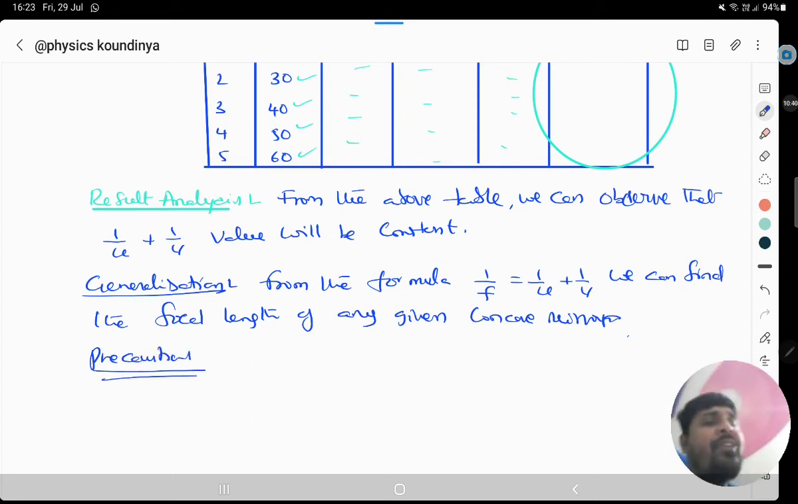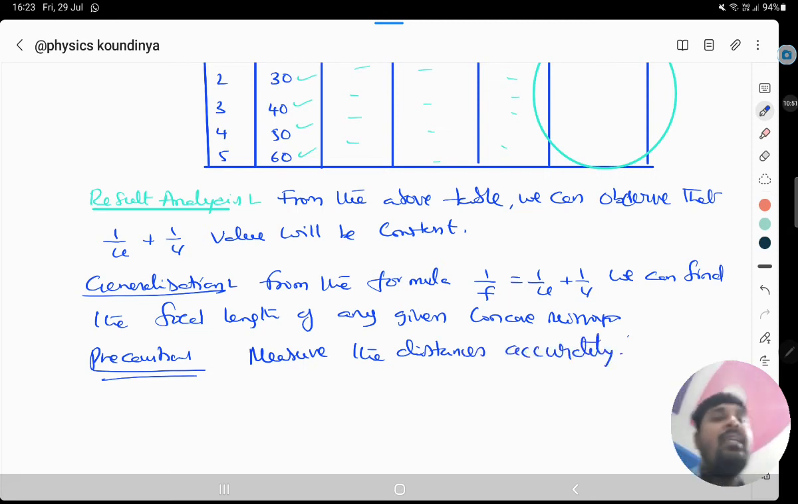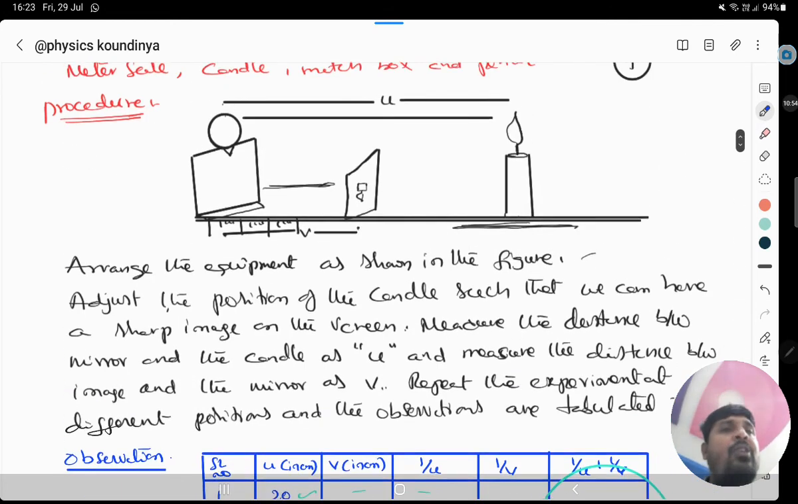The precaution we are going to write: measure the distances accurately. It is a very important question for you. I think you have understood.